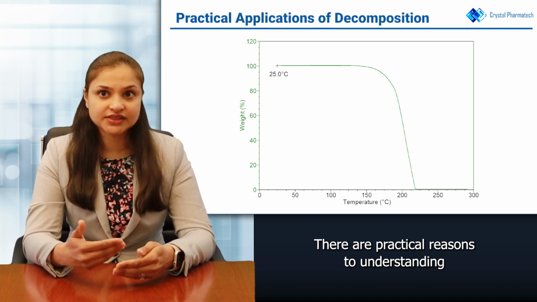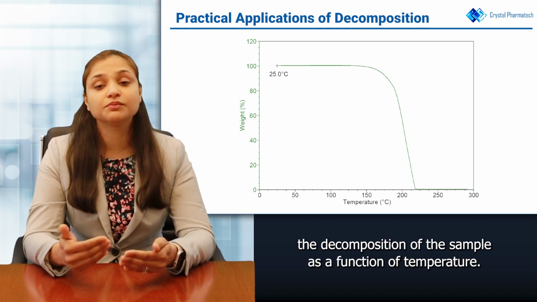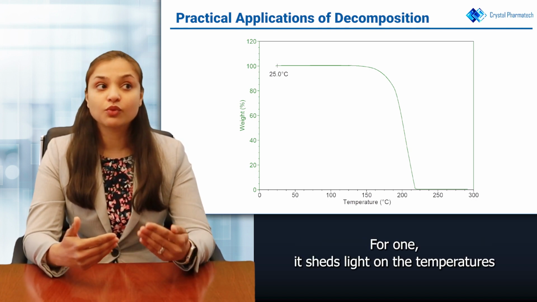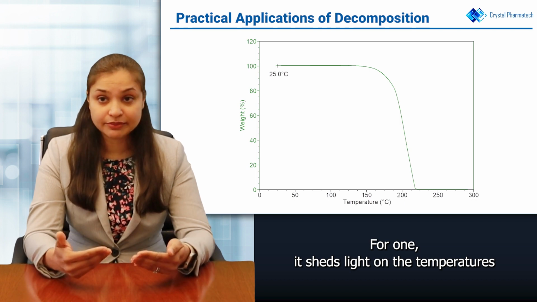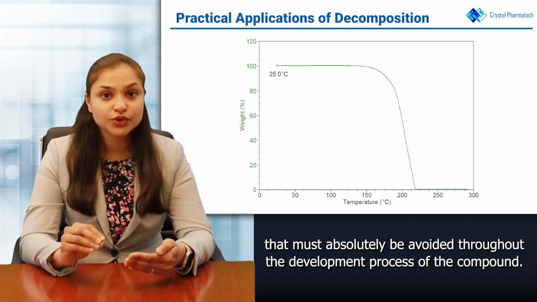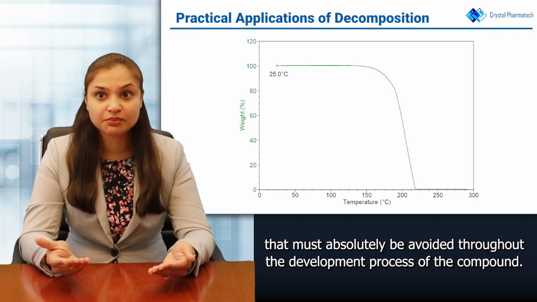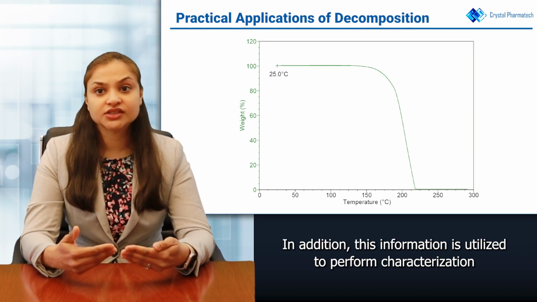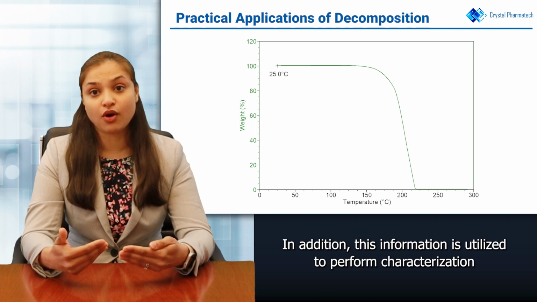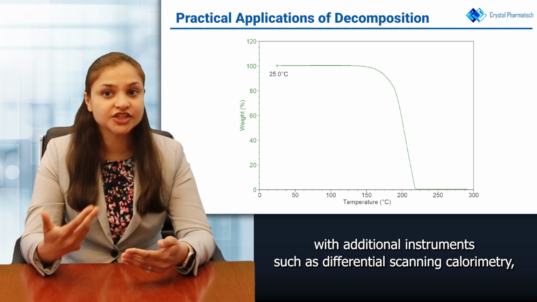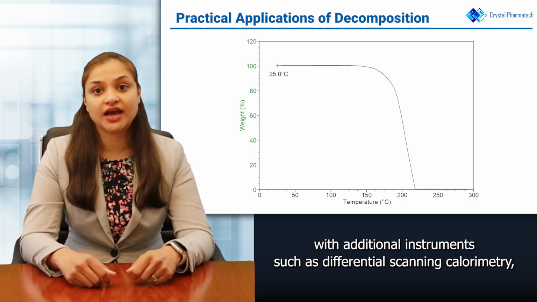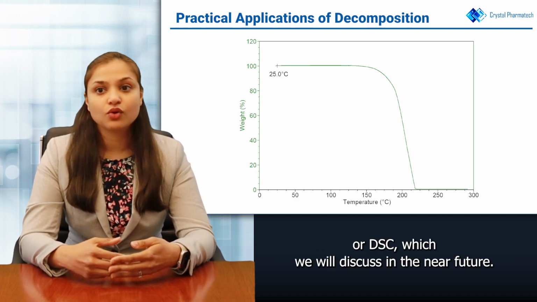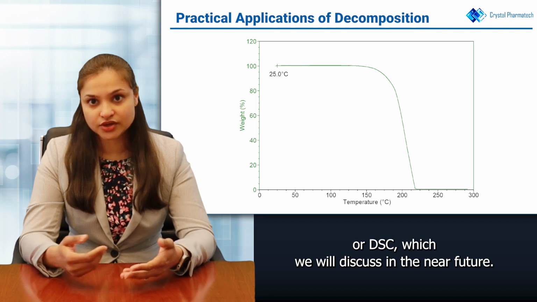There are practical reasons to understanding the decomposition of the sample as a function of temperature. For one, it sheds light on the temperatures that must absolutely be avoided throughout the development process of the compound. In addition, this information is utilized to perform characterization with additional instruments, such as differential scanning calorimetry or DSC, which we will discuss in the near future.